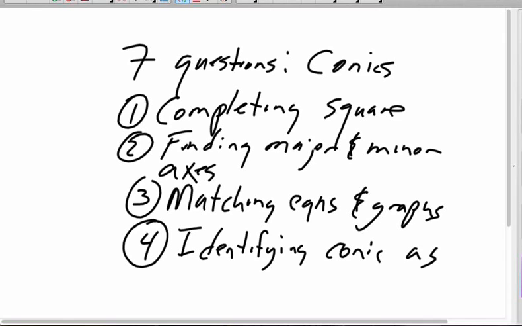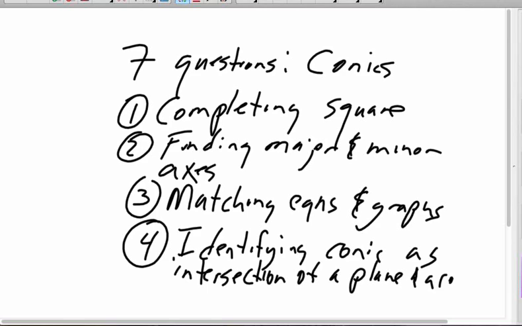as the intersection of a plane and a cone. And that is pretty much going to cover what you're going to have on this thing.